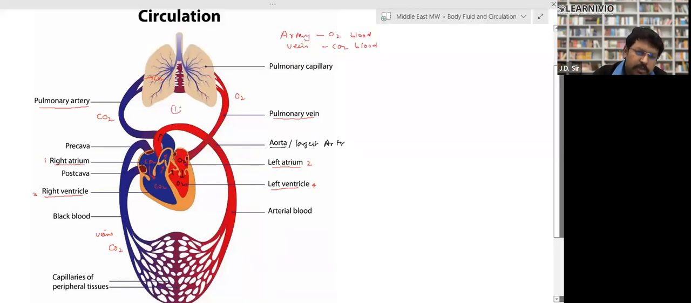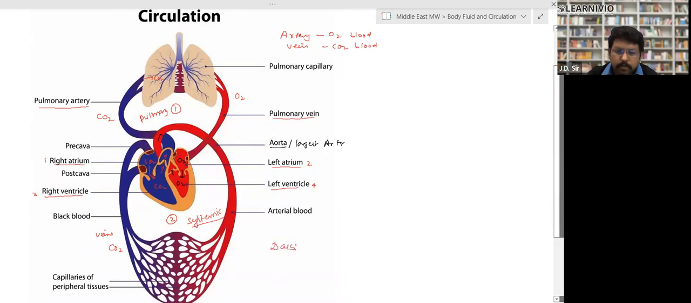So here is the first circle and this is the second circle. This circle is called the pulmonary circle because pulmonus means lungs. And this circle is called the systemic circle or systemic circulation. Systema means tissue, because it takes blood to the tissues. So this is called double circulation, right? In double circulation, blood completes two cycles.